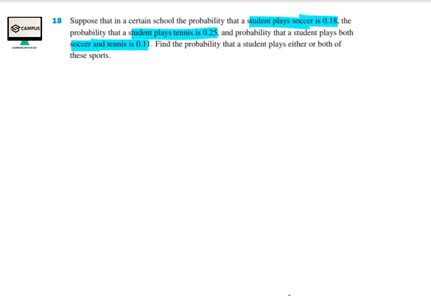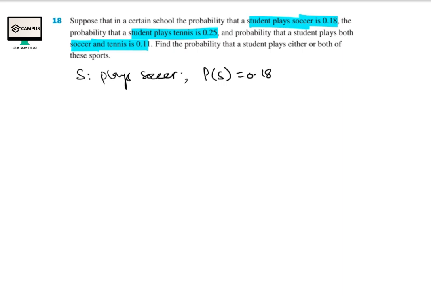All right. So with this question, and as with any other probability related question, the first step almost 100% of the time would be to define your events. So in this case, one of the events would be that a student chosen at random plays soccer. So we're going to call that event S, where the student plays soccer. And we also know its probability, that probability of S is 0.18.